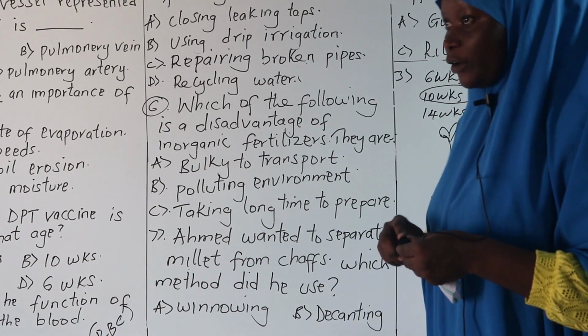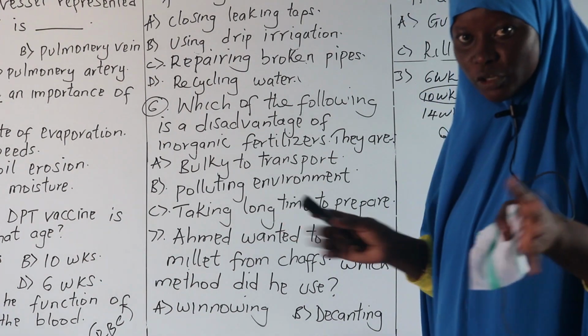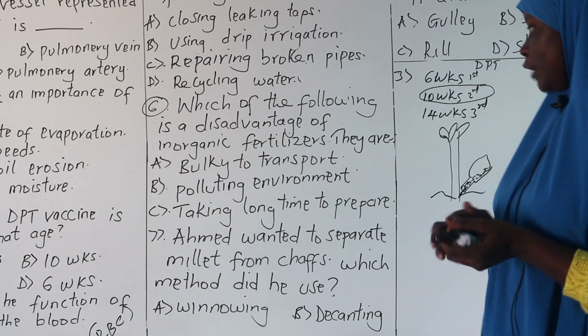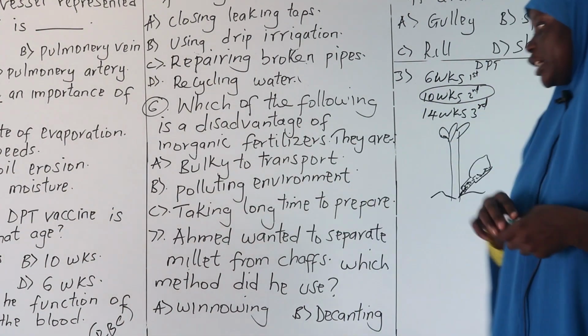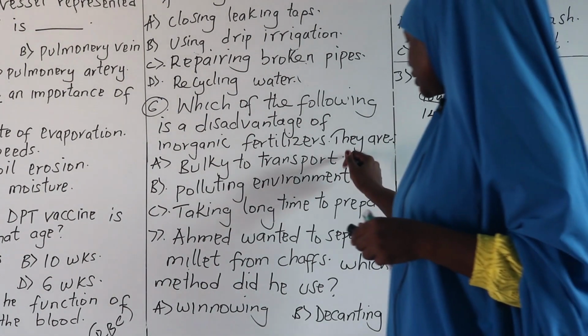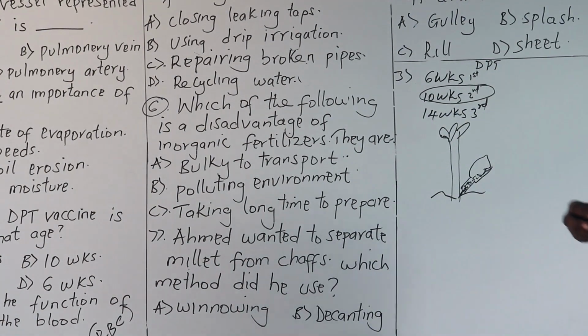They take a long time to prepare. These ones, they don't take a long time because anytime you need them, they are available. Just go to the shop and pick. But the ones we make at home, they take a long time to prepare. So here the answer is A. I did not write D.